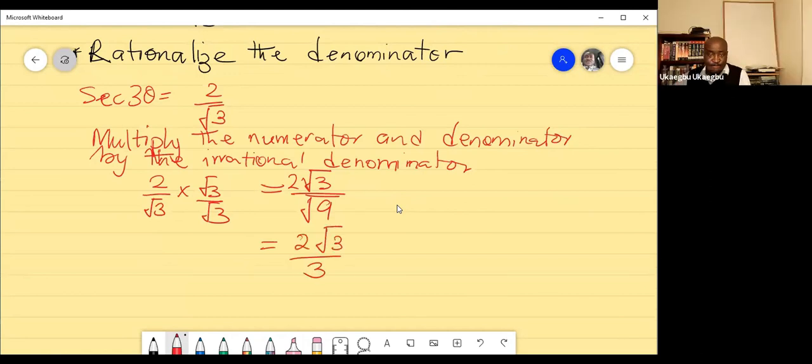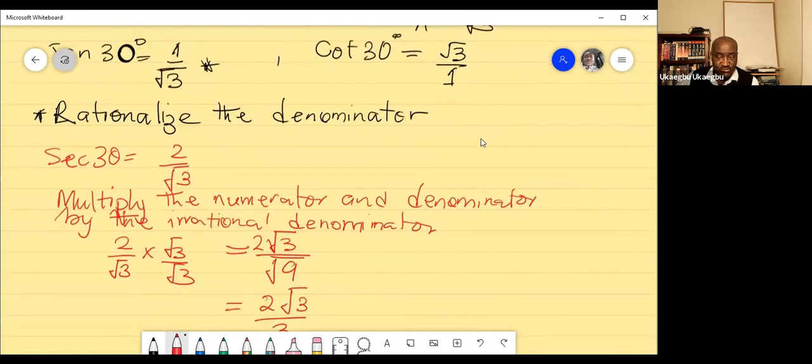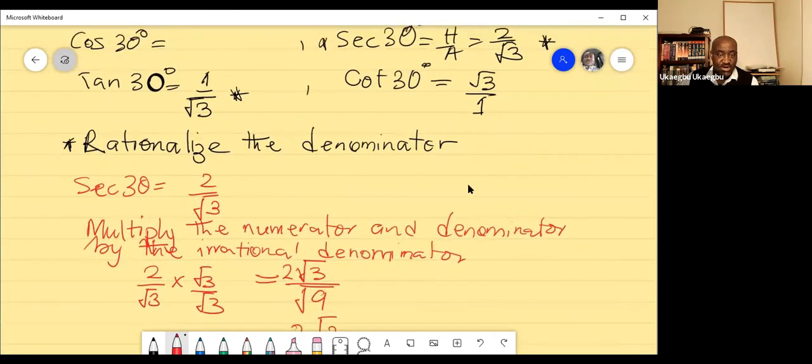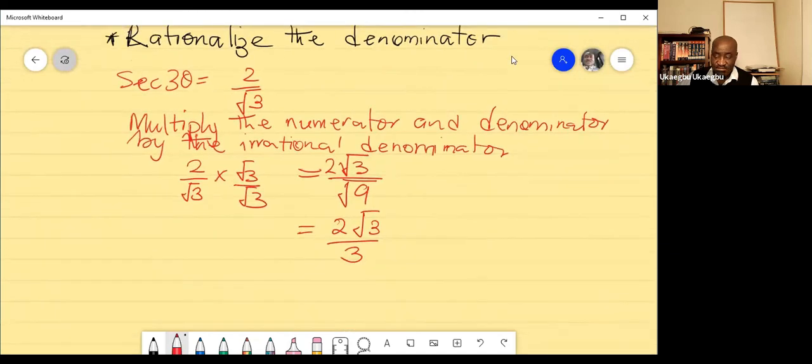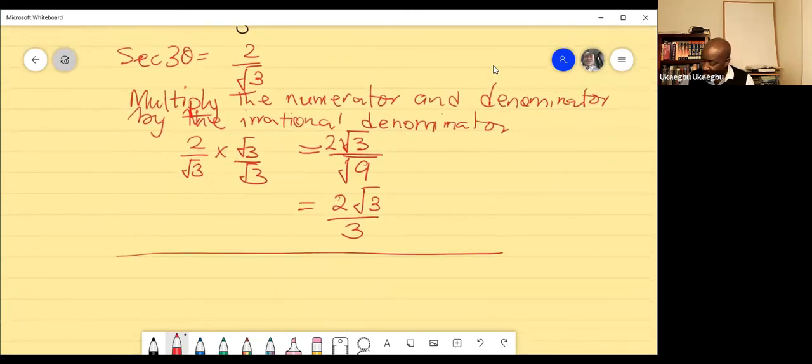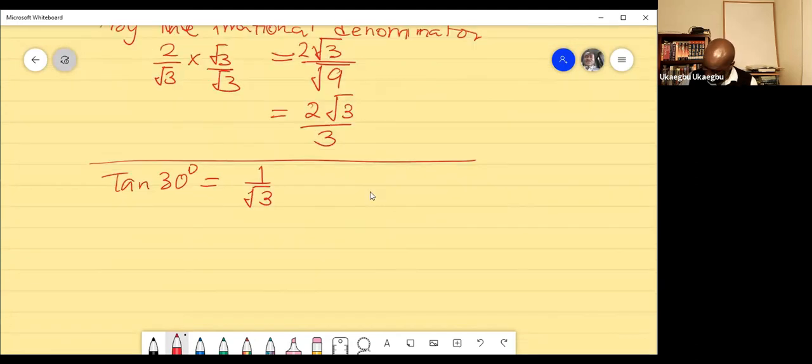Okay, so that's the way to do it. If it were tangent 30 degrees, you can repeat the process. Tan 30 degrees is equal to 1/√3. So finish up this one. Rationalize the denominator. You have 1 minute.